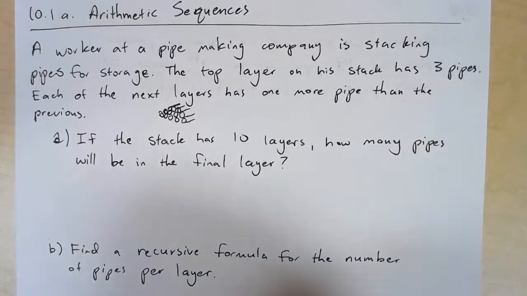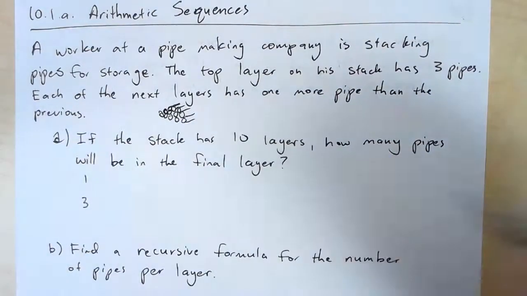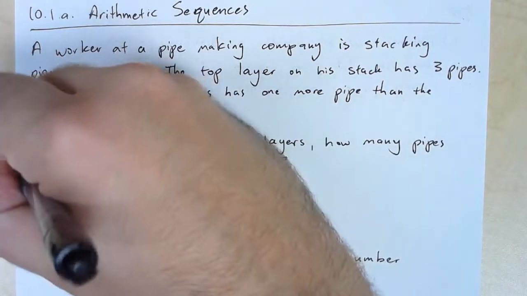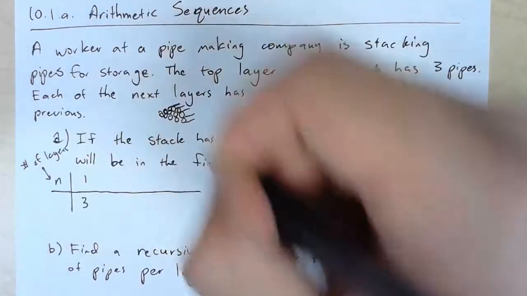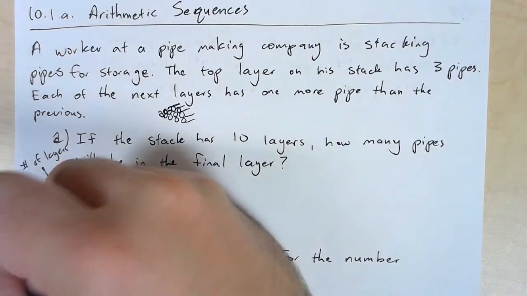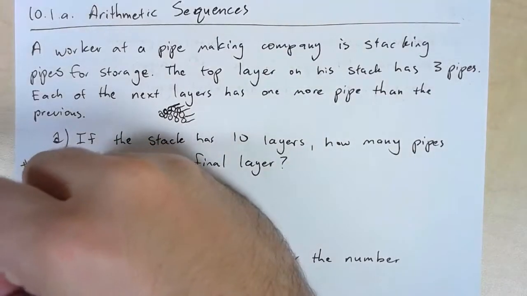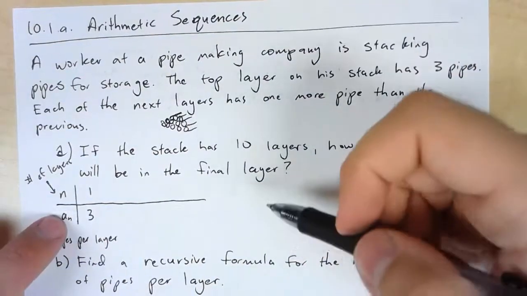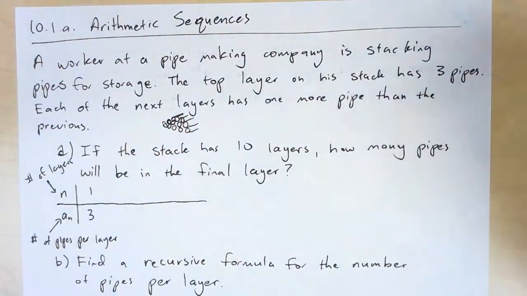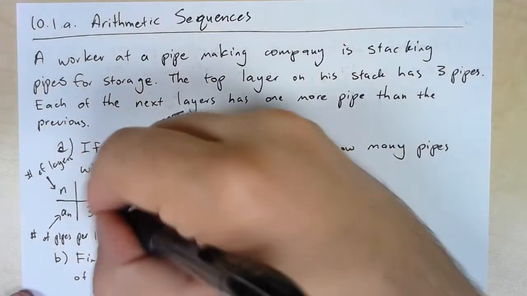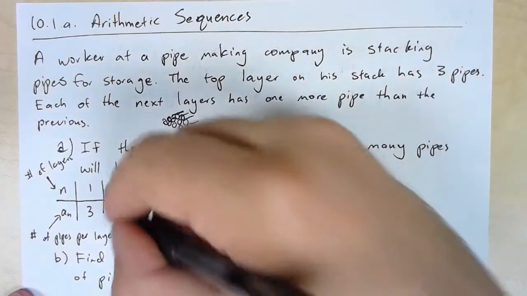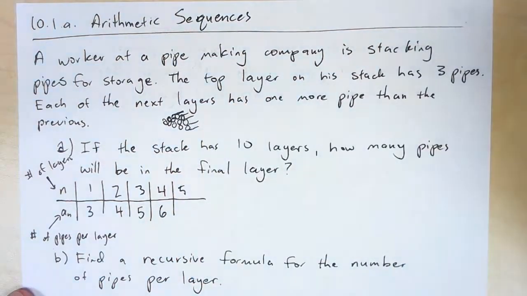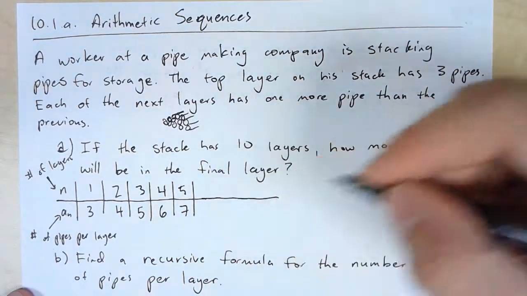So we know the first layer has 3 pipes. So we're just going to say that n is the number of layers. So it's just a number of layers. And a sub n is the number of pipes per layer. So like a sub 1, where n is 1, is 3 because we've got 3 pipes. Second layer has one more pipe, which is 4. The third layer has one more pipe, which is 5. The fourth layer has one more pipe, which is 6. The fifth layer has one more pipe, which is 7. And I'm going to keep going all the way up until 10.